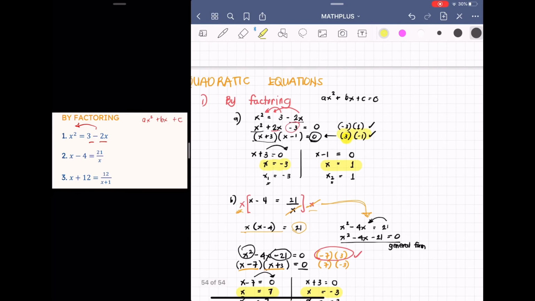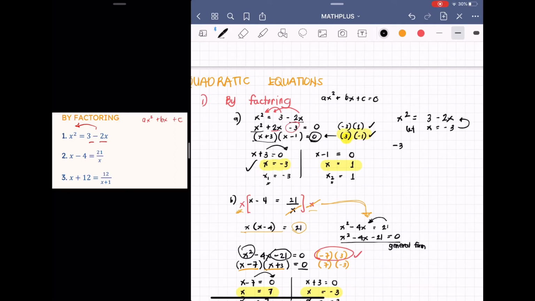Okay? If you wanted to check if your answers are correct, there is one basic method in checking, and that is by substitution. So what you do is, if you are given, let's say for example, example number 1, you have x squared equal to 3 minus 2x. To check, you can use one of your roots. So let's say, let x be equivalent to negative 3. I'm using my first root here. What you do is simply substitute it to the equation.